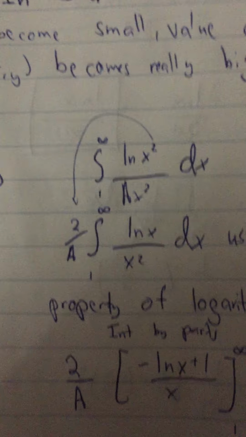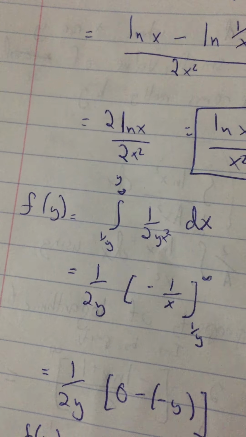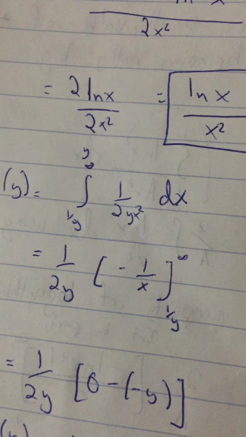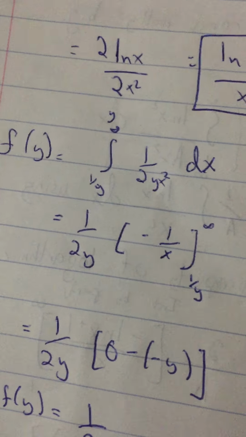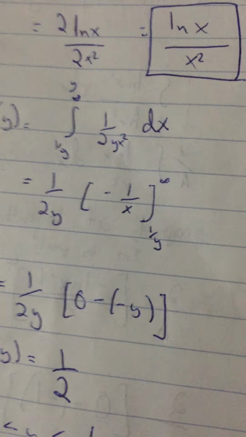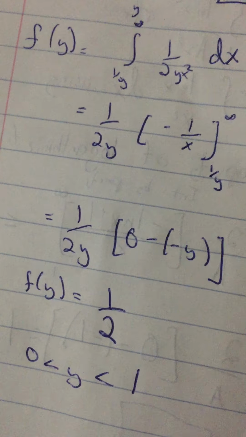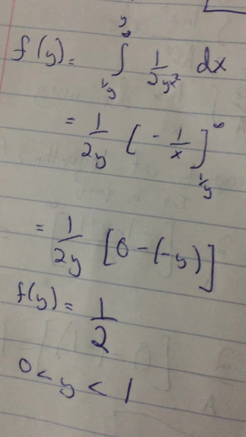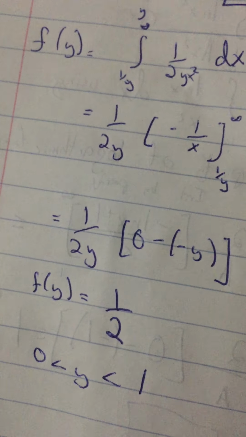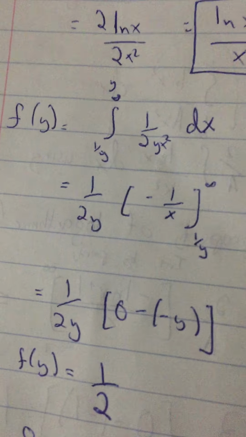Similarly, to find f of y, we integrate over these bounds here to infinity. The integral of 1 over 2y x squared dx equals 1 over 2y, constants again, times negative 1 over x, which is the antiderivative of 1 over x squared, from 1 over y to infinity, and that just equals 1 over 2y times 0 minus negative y, and then f of y equals a half. So this was the first limit.